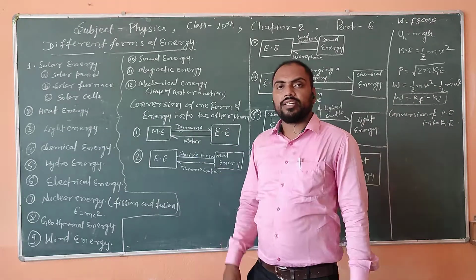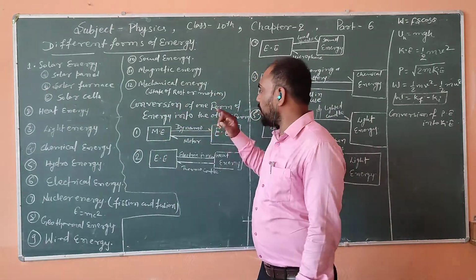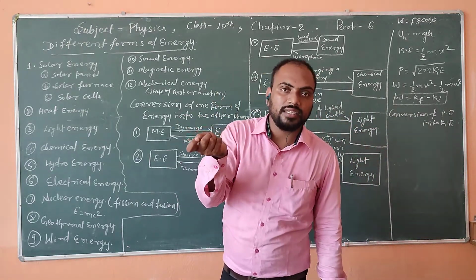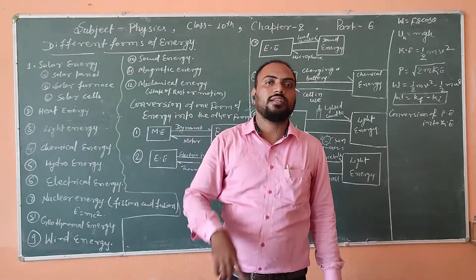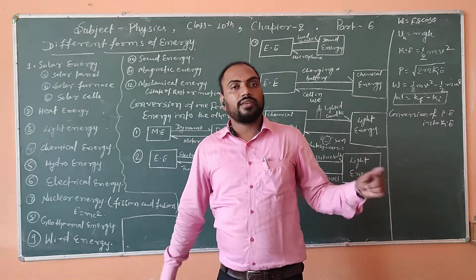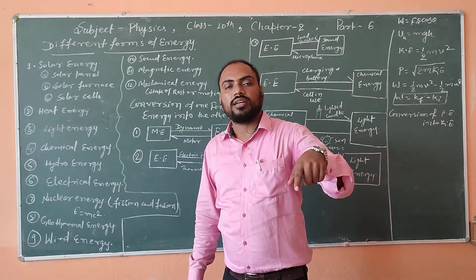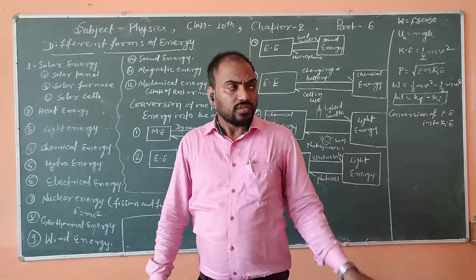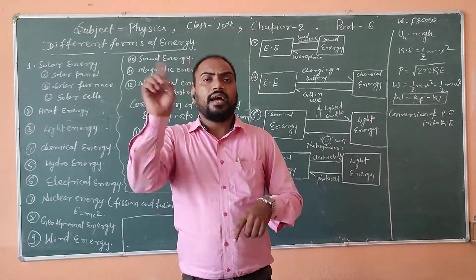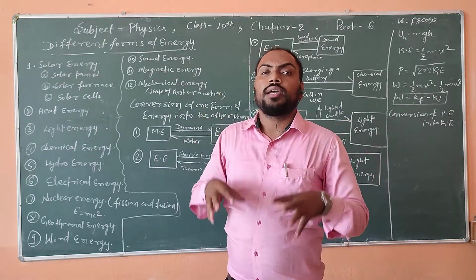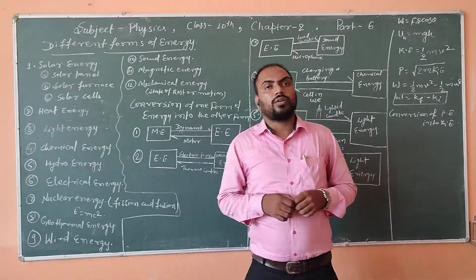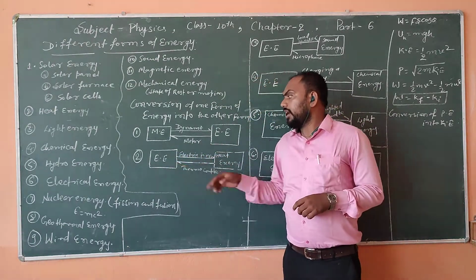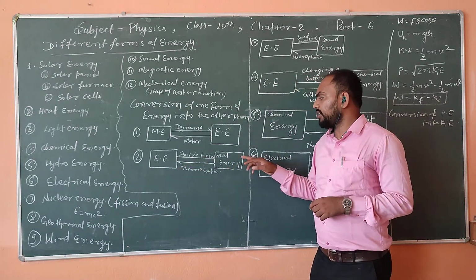And a motor is a device which does the opposite of a dynamo. A dynamo converts mechanical energy into electrical energy, while a motor converts electrical energy into mechanical energy. For example, a fan is a motor. It takes the electrical energy, rotates, and gives you energy in the form of wind. That is called mechanical energy.